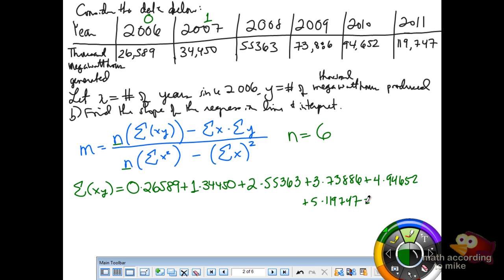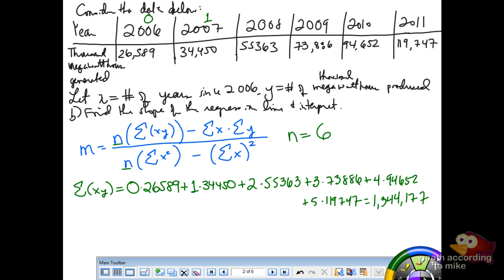So sigma xy says multiply the x's by their corresponding y and add them together. If you do so, I got 1,344,177.